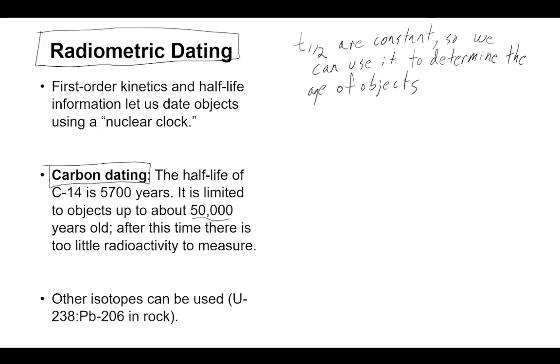And so you can use different nuclei. It's not called carbon dating, it's still radiometric dating, but using a different nucleus. So you could use uranium-238 or lead-206 that's found in some rock to date it. And so what does this look like?